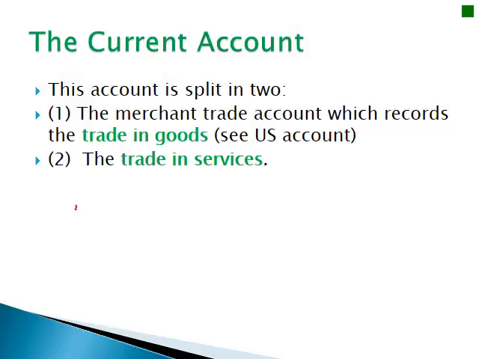So the current account is split into two major components, but I want you to realize it's also more than these two. These are the two major ones: the merchant trade account, which records the trade in goods, and then the trade in services. But if you say on an IB exam that the current account is simply trade in goods and services, you won't receive full marks because it's also made up of some smaller entries, which you'll see in a minute.